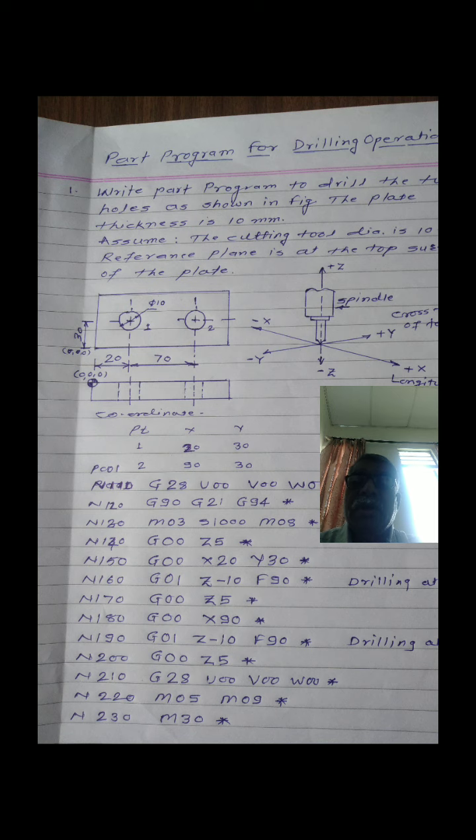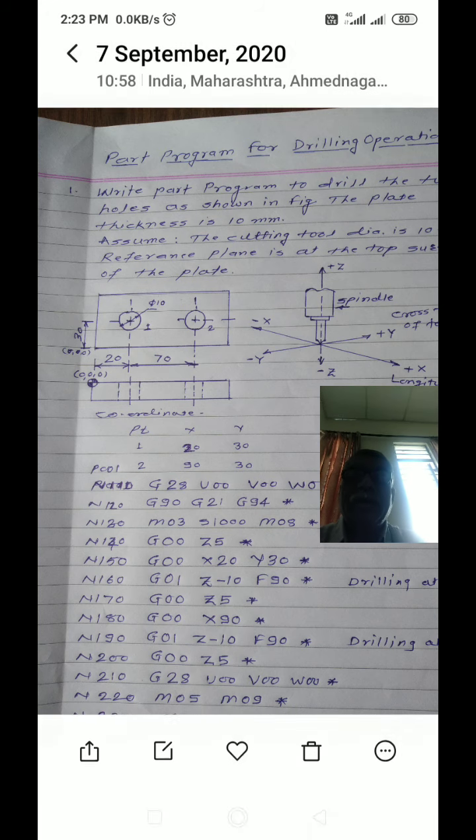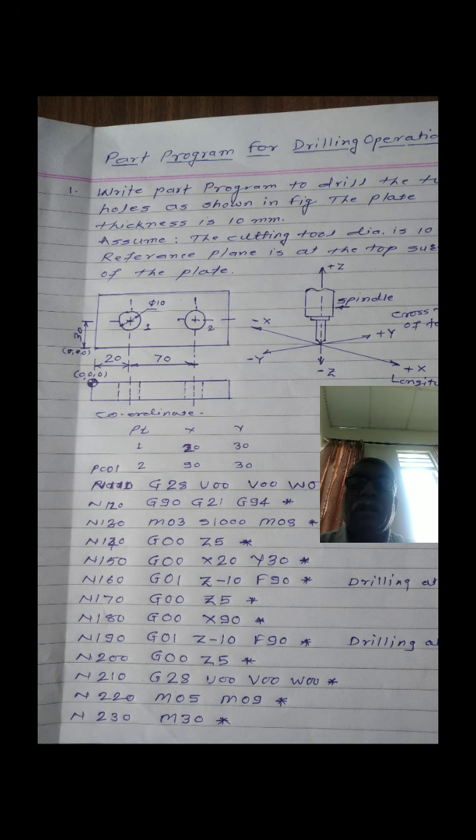For drilling operation, you have to use the code G01, that is linear interpolation function followed by the feed rate. That is the only difference. Is it okay?